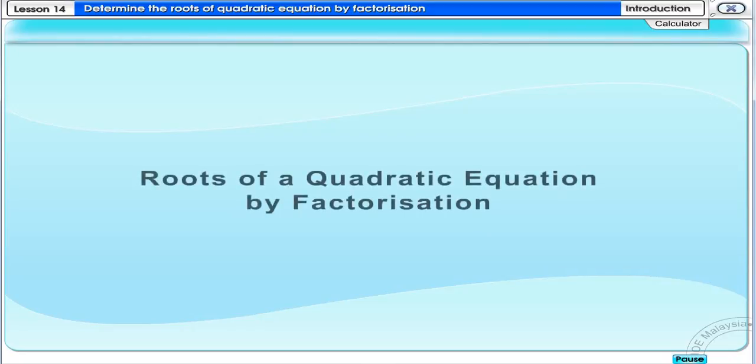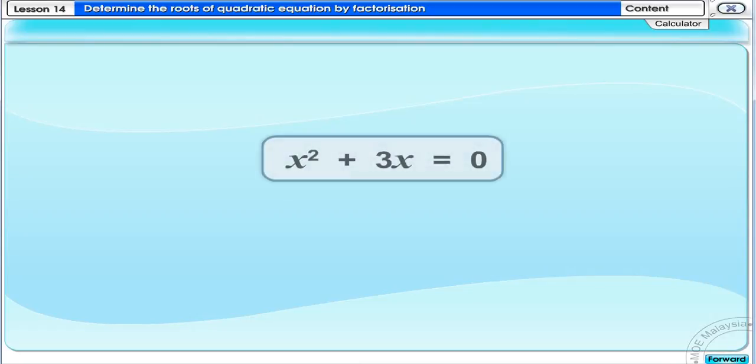In this lesson, we are going to determine the roots of a quadratic equation by factorization. Let's take a look at this equation: x squared plus 3x equals 0.